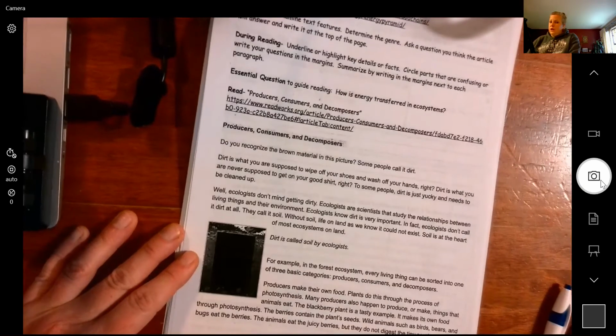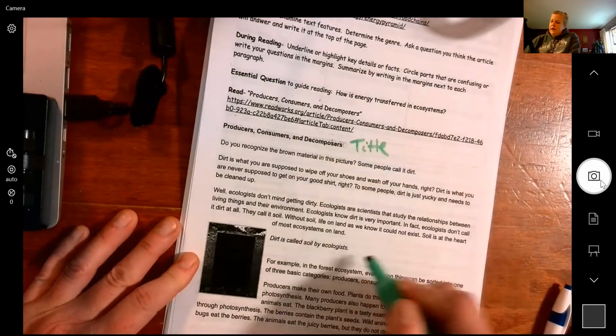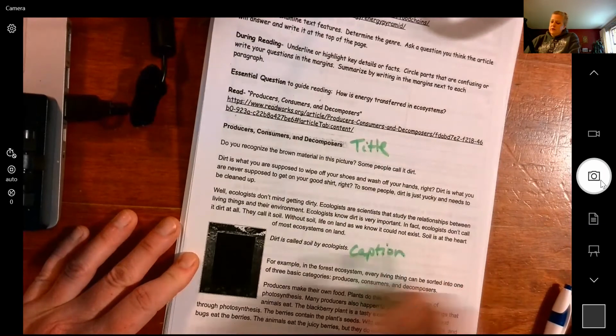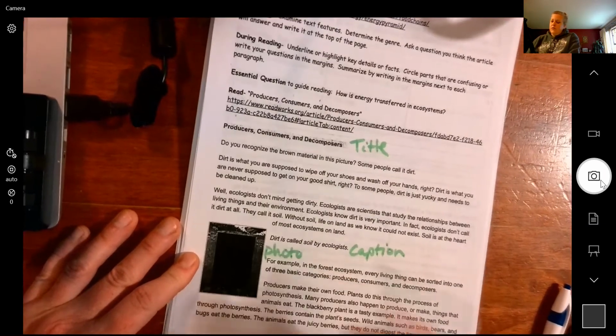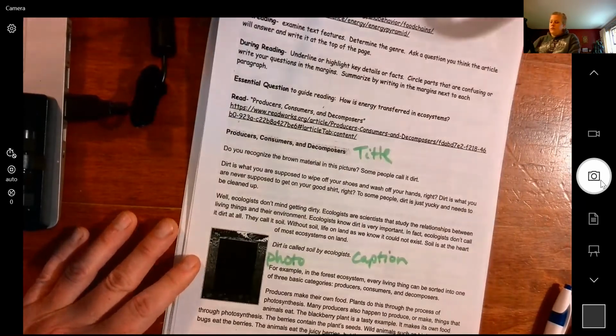I see 3. Which 3 do you see? Yep. Title, captions, and photo. Let's flip over. There's none on the other side. This is a really short reading passage.